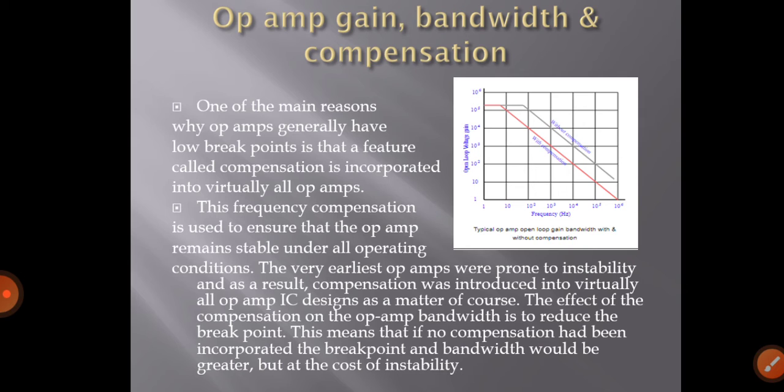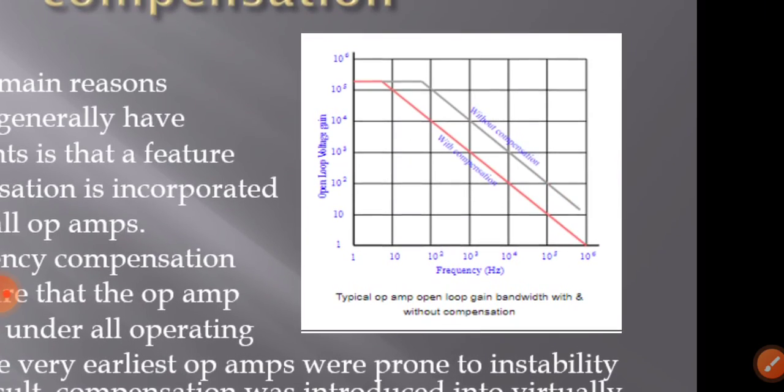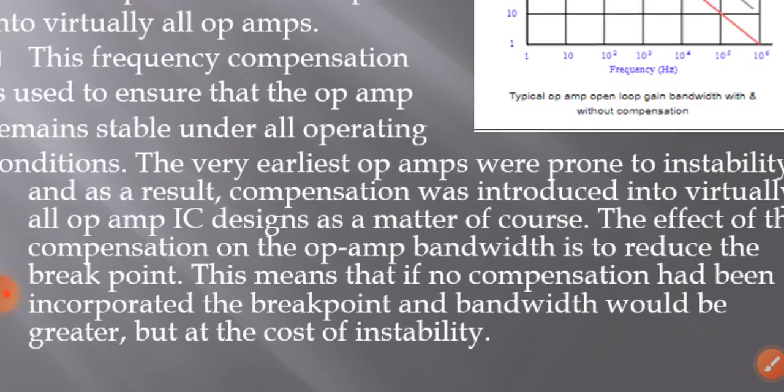IC design. As a matter of course, the effect of the compensation breakpoint on the op-amp bandwidth is to reduce the breakpoint. This means that if no compensation had been incorporated, the breakpoint and the bandwidth would be greater, but the cost is instability. And that is why we are not using without compensation.